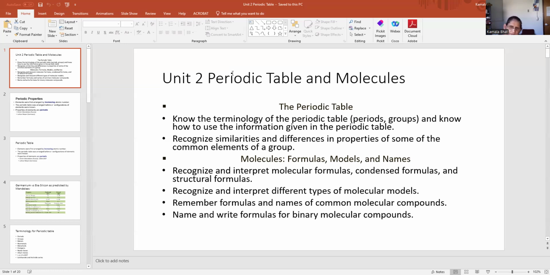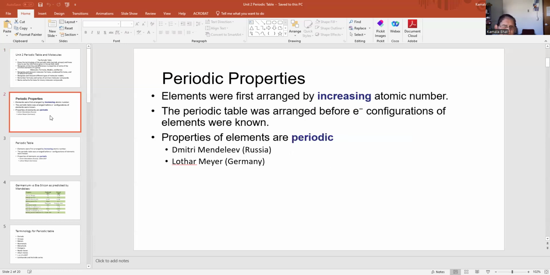Because of the periodic properties, elements were first arranged by increasing atomic number. At first, they were written not by increasing atomic number, but by increasing atomic weights. That was the property that was used in order to show the periodicity of the elements by Dmitri Mendeleev and Lothar Meyer. However, today, the atomic law of assigning period elements is based on increasing atomic number.